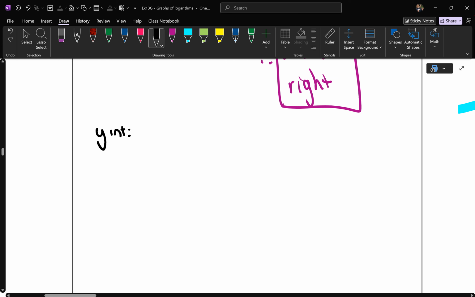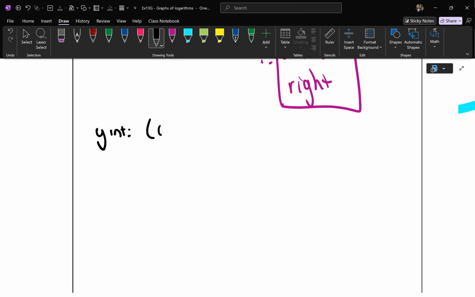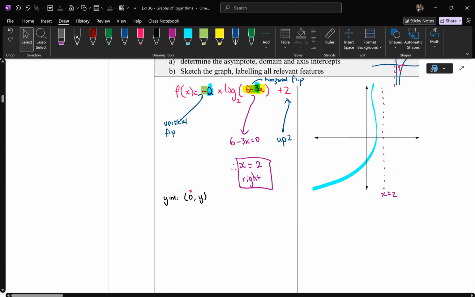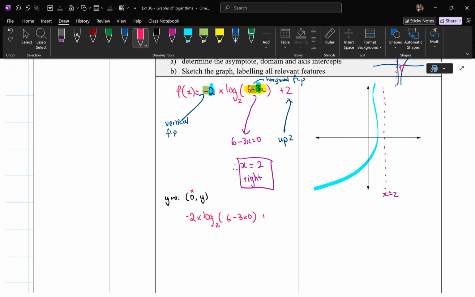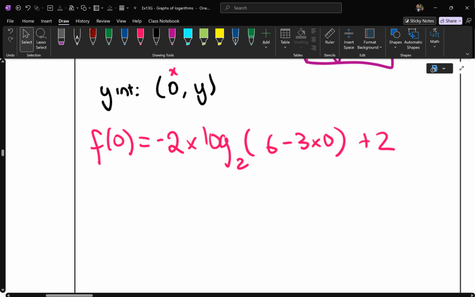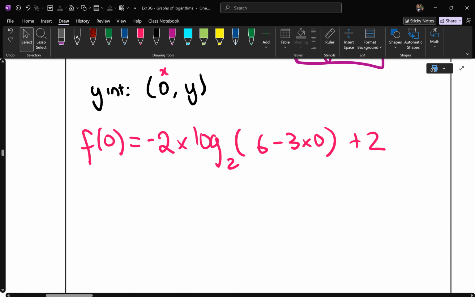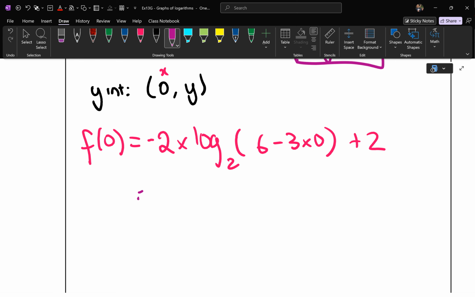How do you find y-intercept again? What do you have to do? Let x equal 0. So we don't know what y is, but we know on the y-axis, x is 0. So in your equation, what's your equation again? It was negative 2 times log base 2 of 6 take away 3 times 0 now plus 2. That's what you're trying to work out. So you're trying to work out what f of 0 is to work out the y-intercept. Here we go. Let's see. What's the y-intercept work out to be? So it's -2 times log 2 of, and 3 times 0 is 0, so that's 6 plus 2.